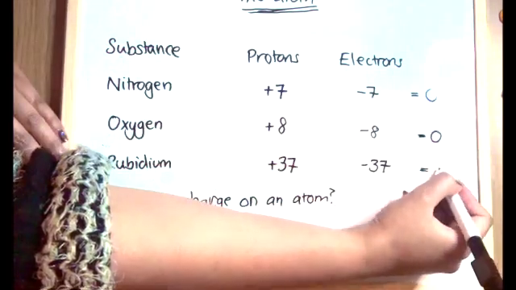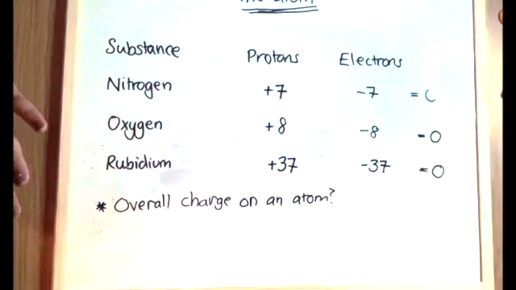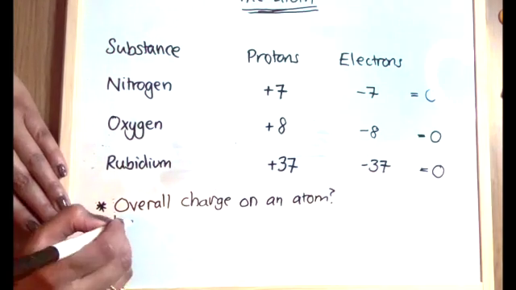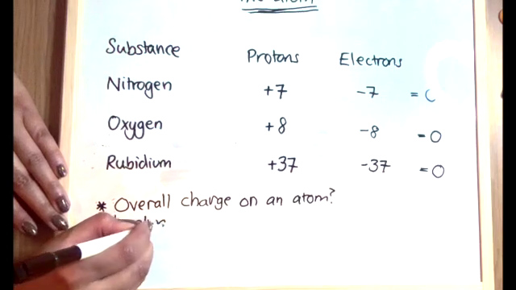Okay, now what that means is, it does not matter which atom we're looking at. It could be any atom on the periodic table of any element. Atoms always have the same number of positive protons and negative electrons, which means the overall charge on an atom is always 0.